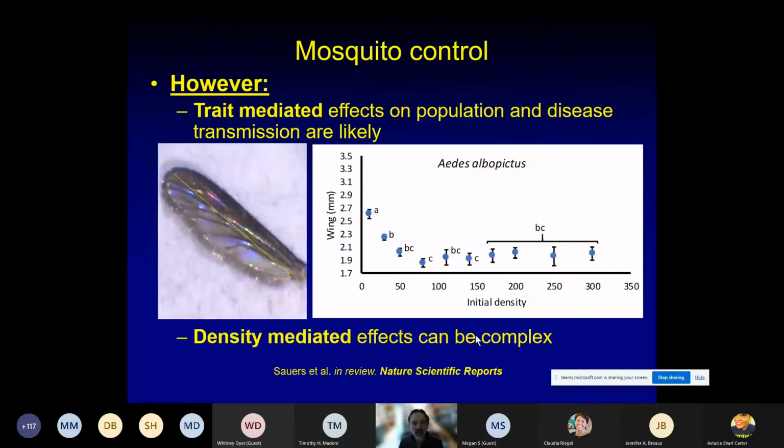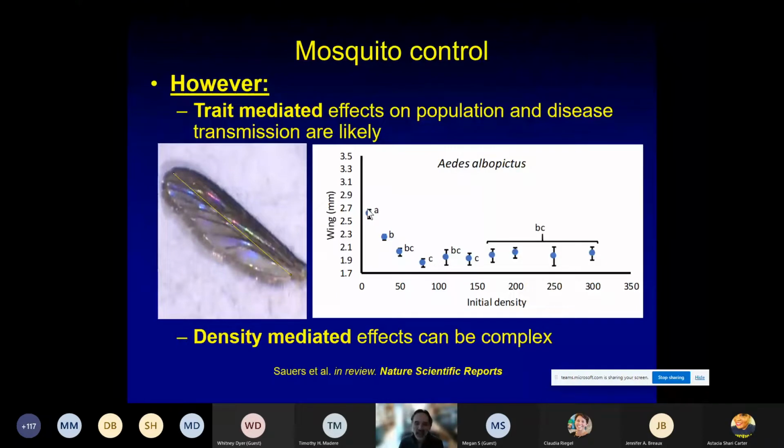You can measure the size by wing length, and what you see in this graph is just an example of how, as you raise the density, you decrease the size of the resulting adults. And if you imagine reducing the density, you see the opposite would happen. If you go from a high density situation to a low density situation, you get bigger adults.